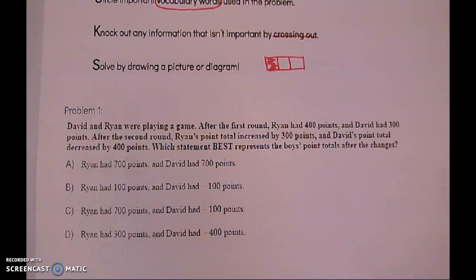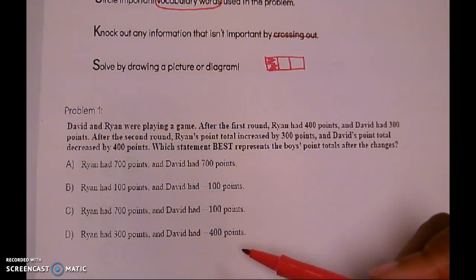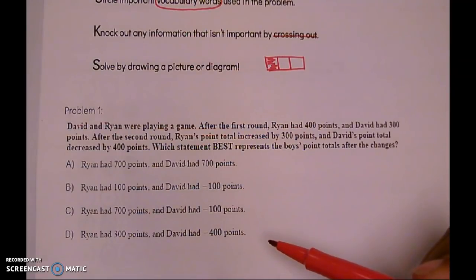So problem number 1 says that David and Ryan were playing a game. After the first round, Ryan had 400 points and David had 300 points. After the second round, Ryan's point total increased by 300 points and David's point total decreased by 400 points. Which statement best represents the boys' point totals after the changes? And of course this is multiple choice, so at the end I'm going to narrow down to one best option.